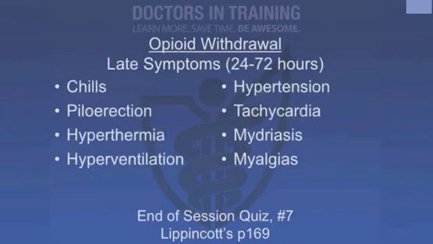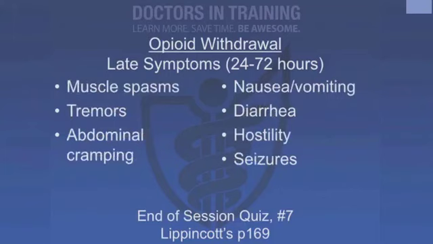And then the late symptoms occur anywhere from 24 to 72 hours after the last opioid dose, and these include chills, piloerection or the hairs stand up on end, hyperthermia, hyperventilation, hypertension, tachycardia, mydriasis, again that dilation of the pupils, myalgias, muscle spasms, tremors, abdominal cramping, nausea and vomiting, diarrhea, hostility, and seizures. So pretty nasty stuff. Don't get hooked on opioids.